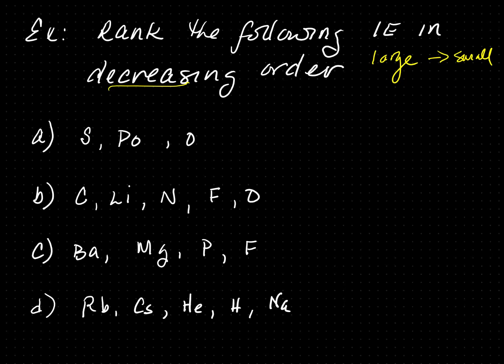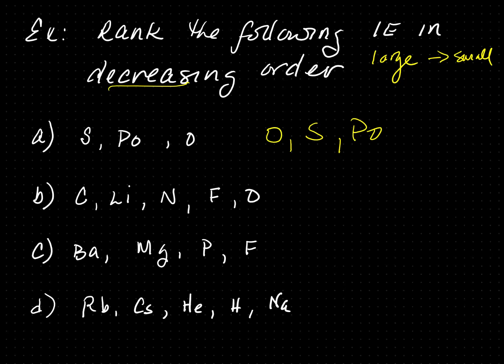So we know ionization energy increases going up the family or decreases going down. So the one with the highest ionization energy is going to be oxygen. Then it's going to be sulfur. And then it's going to be polonium. For B, we have carbon, lithium, nitrogen, fluorine, and oxygen. These are in the same period.